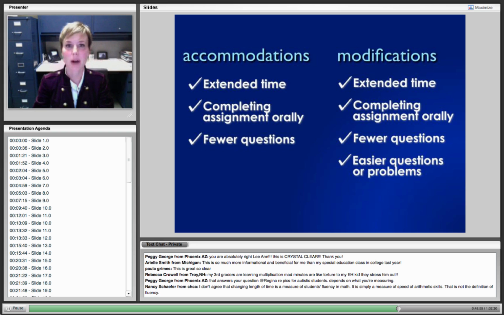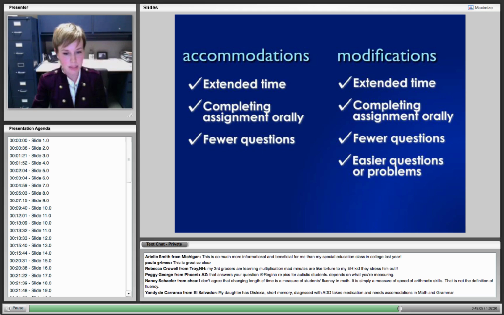You've increased the probability of a correct guess. You've increased the probability that the student will get it right, but didn't actually know the answer. So the question: don't agree that changing the length of time is a measure of a student's fluency in math. It's simply a measure of speed of arithmetic skills. That's not the definition of fluency.